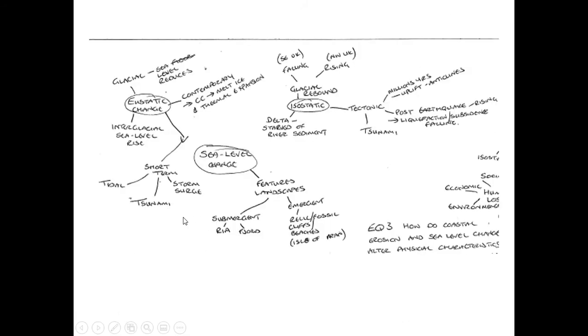So, first of all, we're going to look at sea level change. Now, it's really important that we understand the two different types of sea level change that we talk about. We talk about eustatic change, and this is changes in the volume of water in the sea, causing it to rise or to fall.